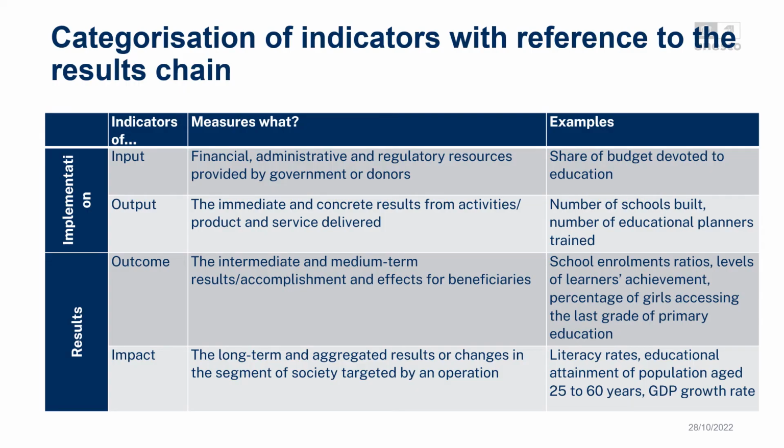Different types of indicators are required to assess progress towards results. If we look again at the results chain and how indicators are used, we can see that the type of indicators we choose need to relate to the different levels of the results chain that we want to measure. Indicators of inputs measure the financial, administrative, and regulatory resources provided for implementing the plan. For example, the share of budget devoted to education.